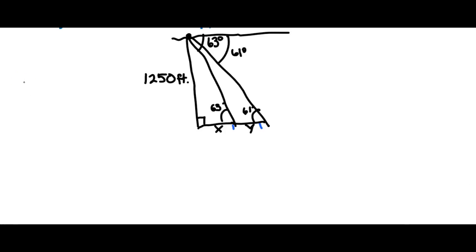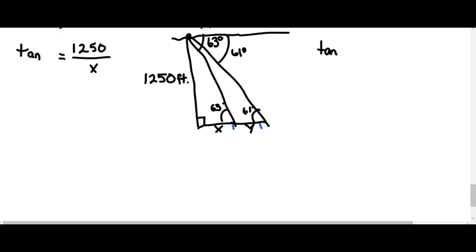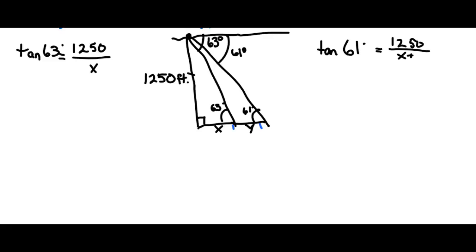Looking at this side x, we've got x is adjacent and 1250 is opposite. So we're going to use tangent, as tangent is opposite over adjacent. So tangent of theta is going to be 1250 over x. We also have a second triangle, the bigger triangle that goes around the entire outside. We'll also use tangent for that. And I should have put 63 in for my theta, because we do know that. So tangent of 63 equals 1250 over x, and tangent of 61 is going to be 1250 over x plus y.